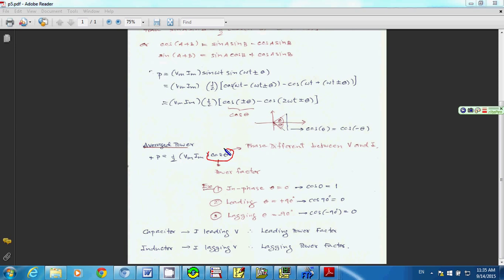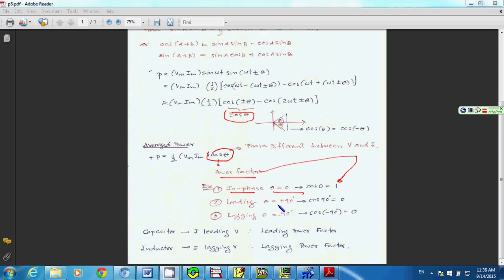Now what we have is a new term here. You have a cosine theta here. They define cosine theta as the power factor. Theta is the phase difference between V and I. For case 1, I have only R, so I don't have a phase difference between voltage and current. So voltage and current are in phase, or theta equals 0. So my power factor is equal to 1. That means if the current and the voltage are in phase, the power factor becomes 1.